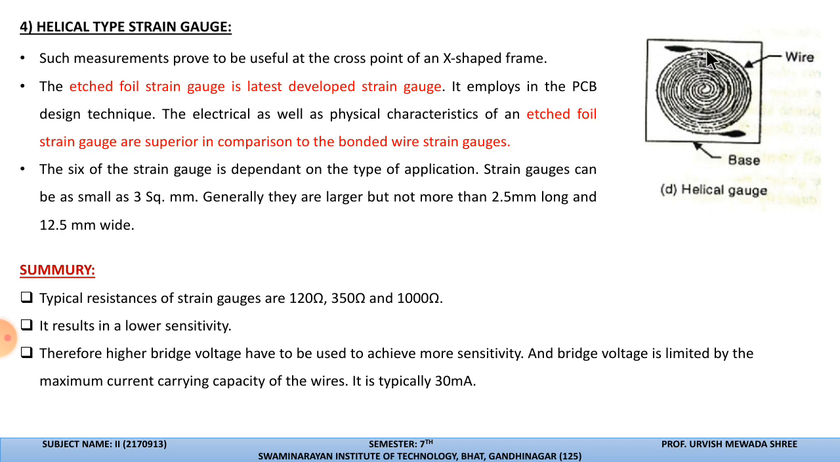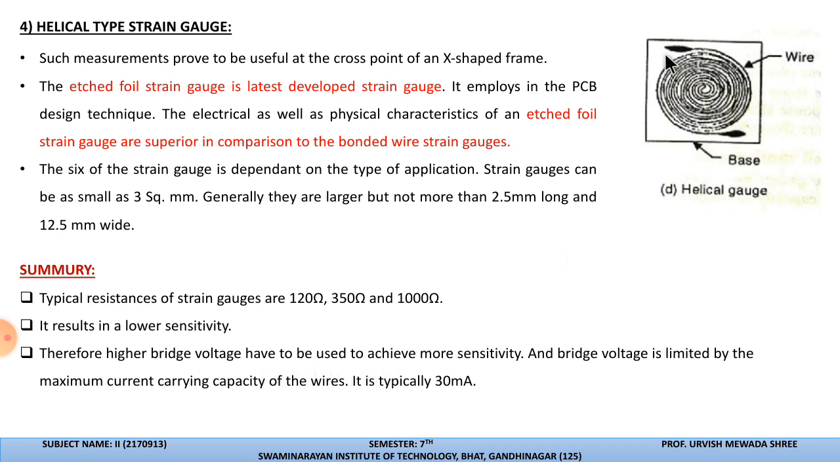Each wire has its own current carrying capacity because of its gauge. As we know, R is equal to rho L by A, and the cross section area defines the resistance of the particular wire gauge. If we use such strain gauges to measure the strain, we need to use them for a particular range, say 120 ohm, 350 ohm and 1000 ohm. Therefore a higher bridge voltage has to be used to achieve more sensitivity.